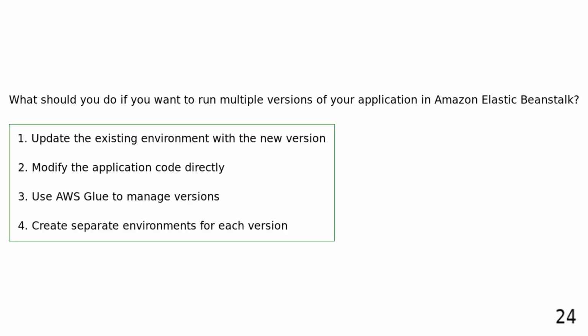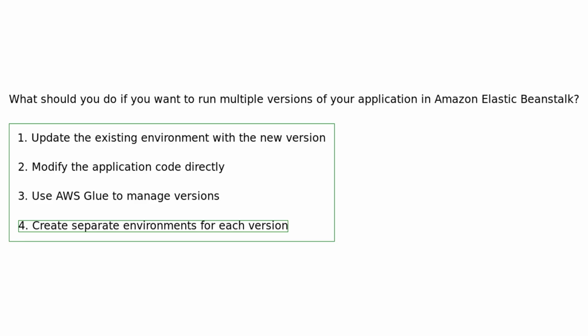What should you do if you want to run multiple versions of your application in Amazon Elastic Beanstalk? Update the existing environment with the new version. Modify the application code directly. Use AWS Glue to manage versions. Create separate environments for each version. Running multiple versions can be achieved by creating separate environments for each version.